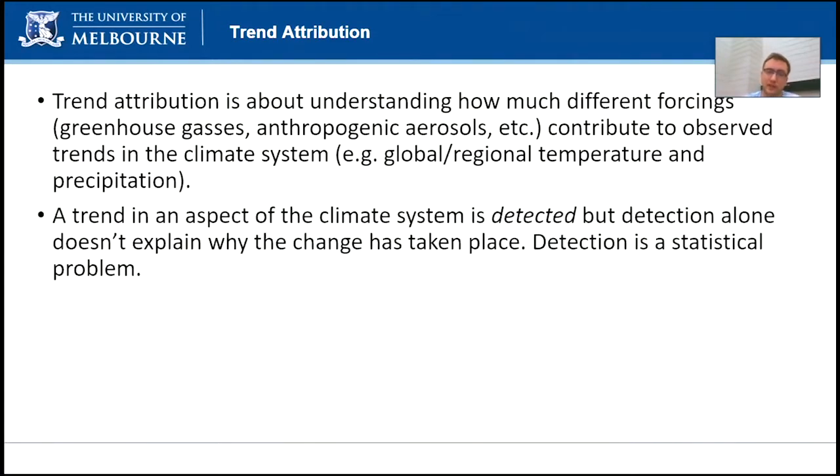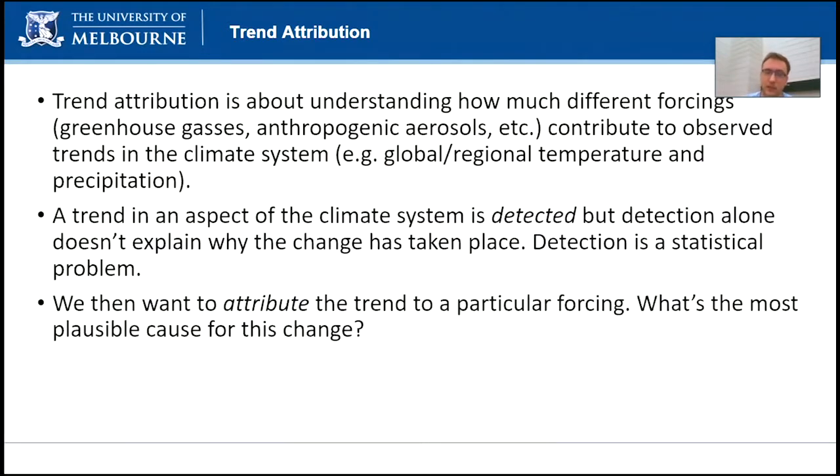A trend in the climate system we can detect, but detection alone doesn't explain the cause of the trend. So detection is just a statistical problem, identifying a change in the climate system. We need attribution to attempt to understand the cause of the trend and identify what's the most plausible cause for a change in that particular variable.